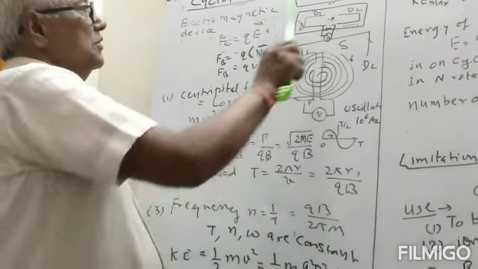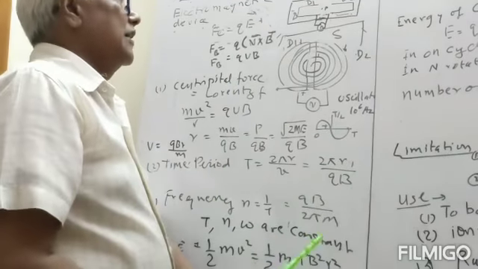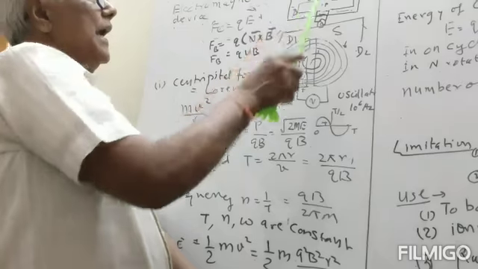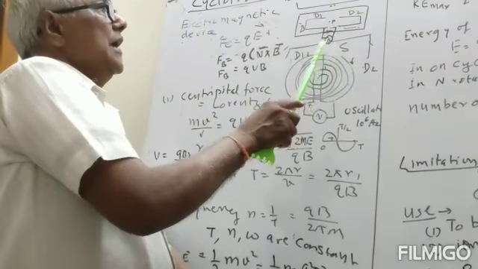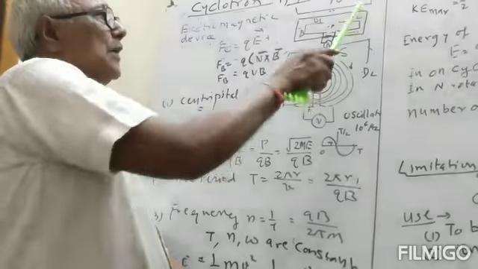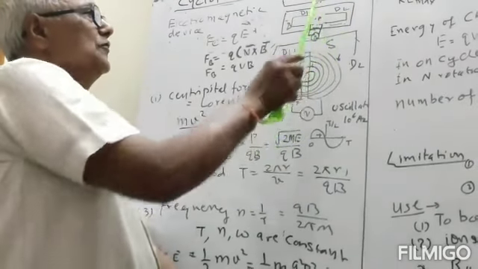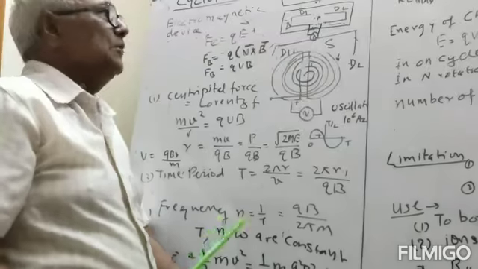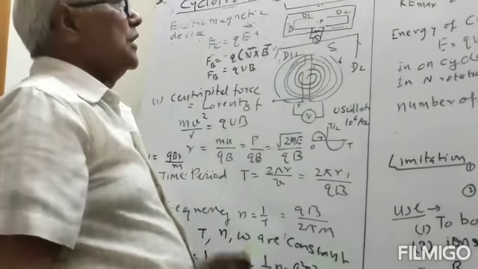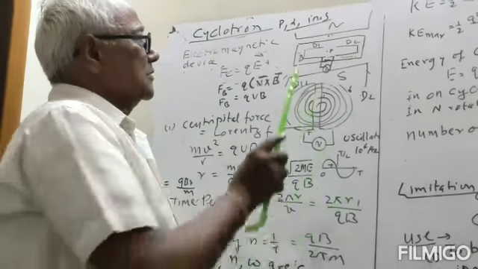Now, what is the construction of the cyclotron? A cyclotron has a heavy magnet, with its magnetic field from N to S. In between these two poles, we have a chamber, and this chamber is an evacuated chamber, so there is no charge or ionization that will take place.